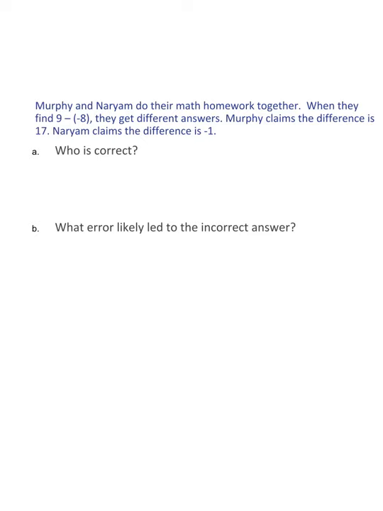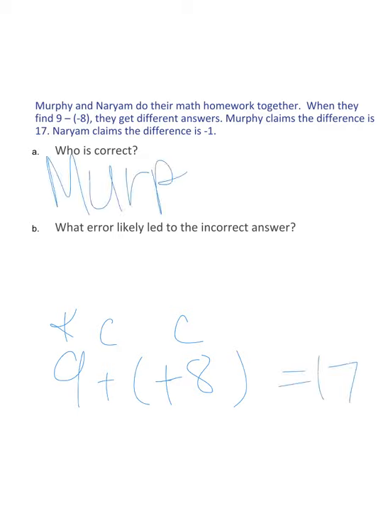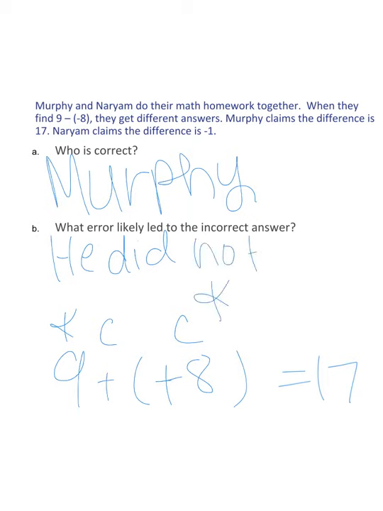Okay, so let's do this. 9 minus negative 8. We keep the 9, change minus to plus, and change negative to positive. 9 plus 8 is 17. So who is correct? Murphy. And what error likely led to the incorrect answer? Mariam did not keep change. He did 9 minus negative 8 without keep change.